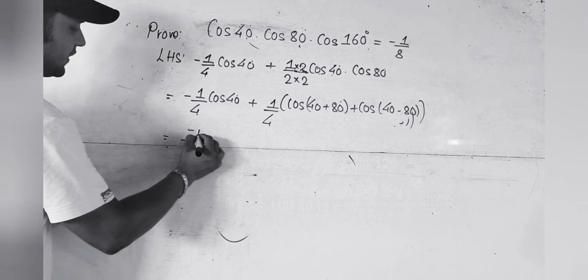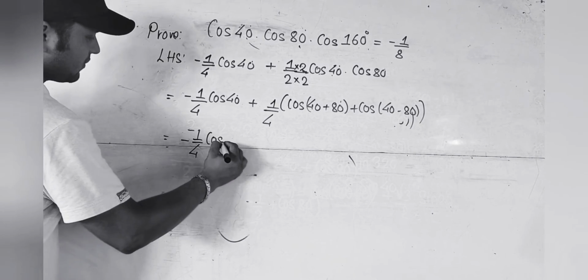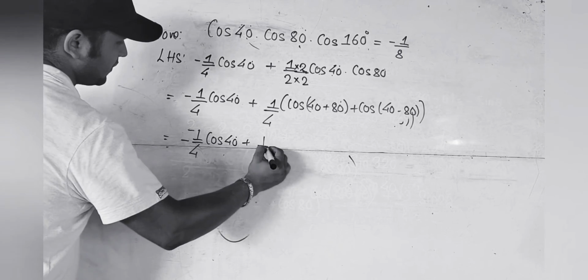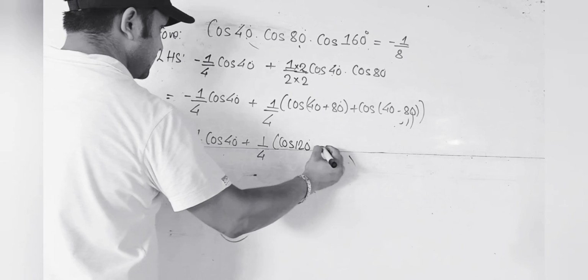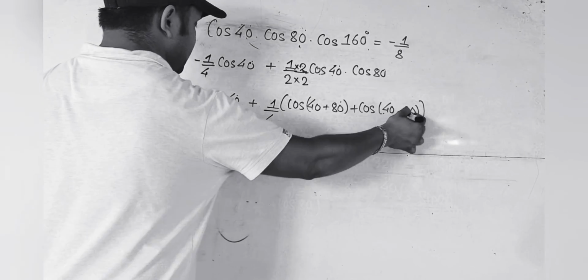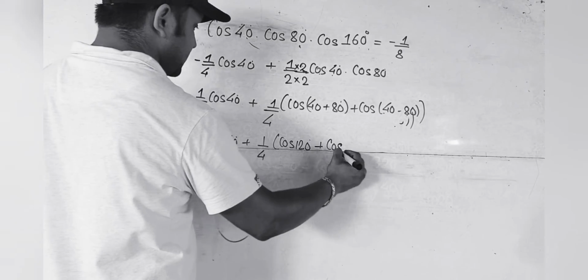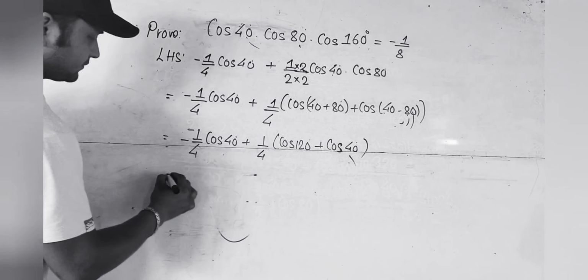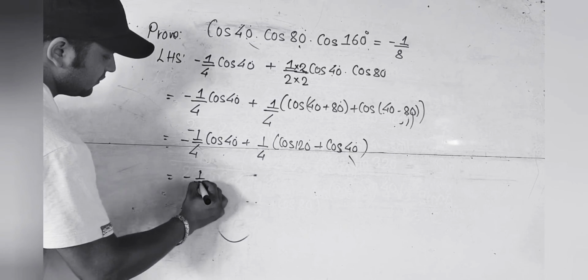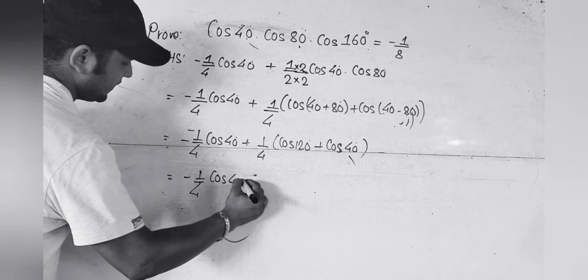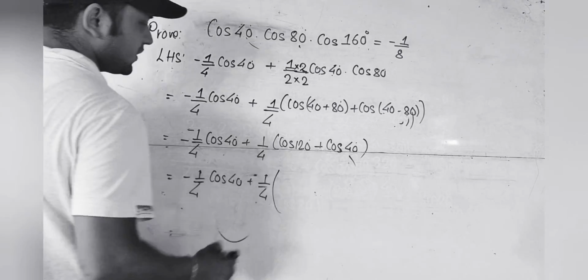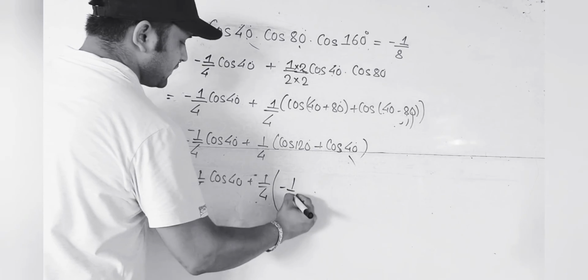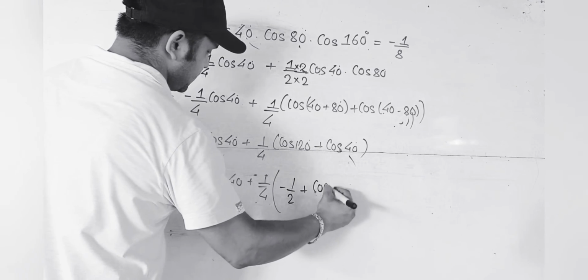Now you have here minus 1 by 4 cos 40 degree plus 1 by 4 cos 120 degree plus cos(40 minus 80), which is cos(minus 40), and cos minus 40 is cos 40 degree. Now minus 1 by 4 cos 40 degree plus 1 by 4 times cos 120 degrees, which is minus 1 by 2, plus cos 40 degree.